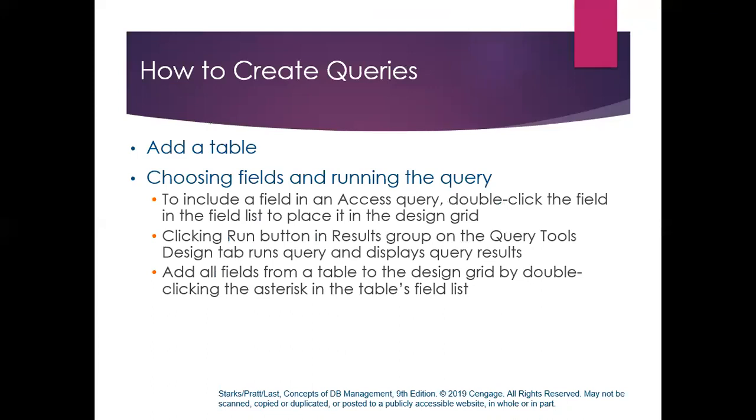Next, to include a field in an Access query, double-click the field in the field list to place it in the design grid. If you need to add all fields in a table, double-click the asterisk in the table's field list. After you have added all the fields required, click the Run button in the Results group on the Query Tools Design tab to run the query and display the query results.